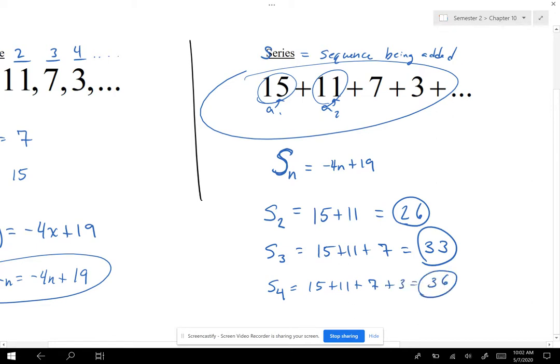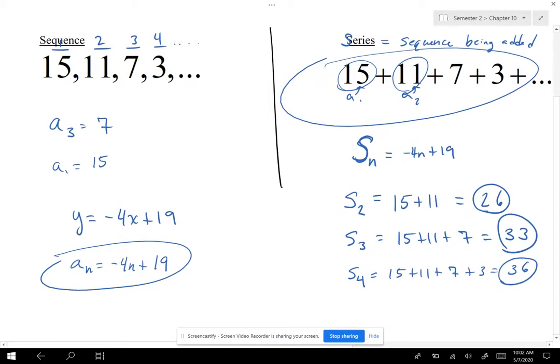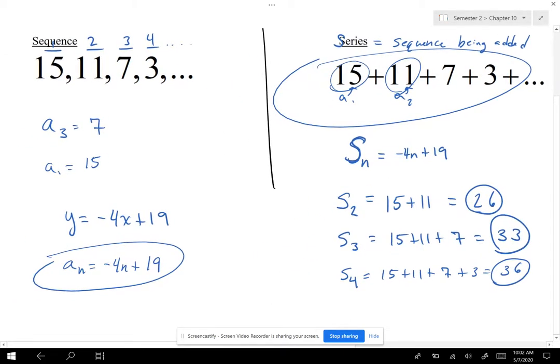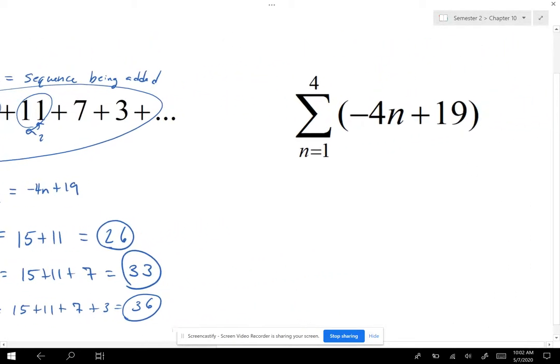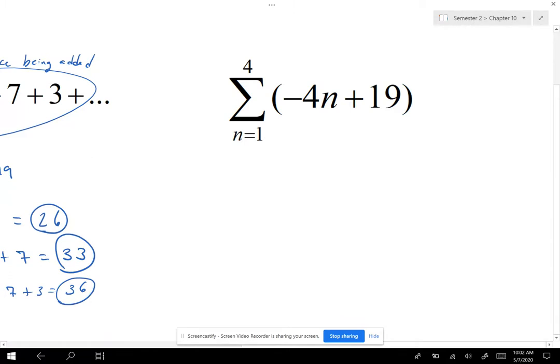So that's really all the differences between a sequence and a series. A series is pretty much a sequence, but again, it's just being added. And you're adding the sum of a given number of n numbers in the pattern. There is a way to do this on the calculator. But before I show you how to do that, you need to understand this new notation.